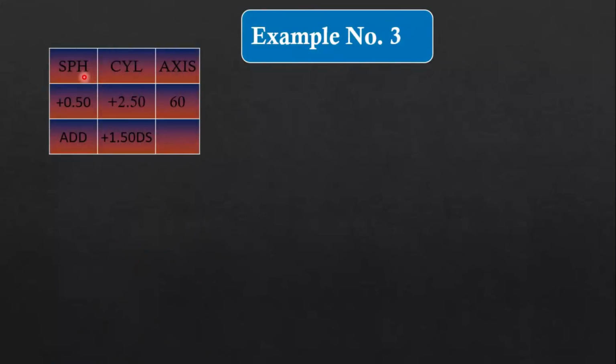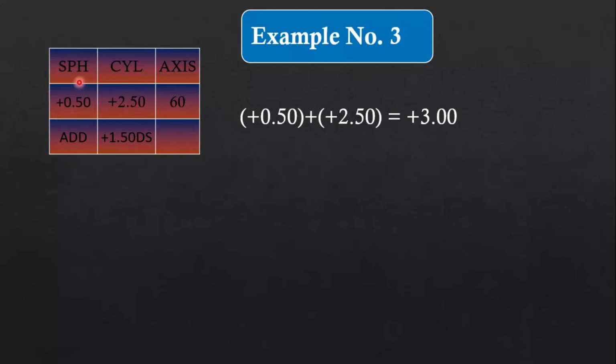Example number 3. If the prescription is plus 0.50 diopter sphere with plus 2.50 diopter cylinder at the axis of 60 degree, and here the near power is mentioned as prescribed by add plus 1.50 diopter sphere. Actually, for distance, the transposition is the same as mentioned before, but for near, we have to add the near algebraic value mentioned in the spherical value only. So, let's do the transpose of the given example. Friends, firstly we will do the transpose for distance and then for reading.